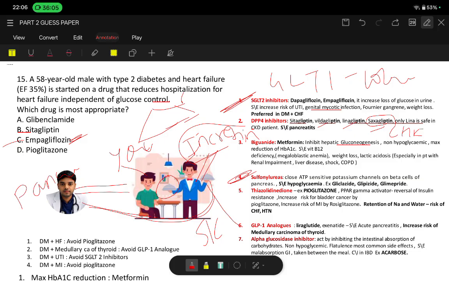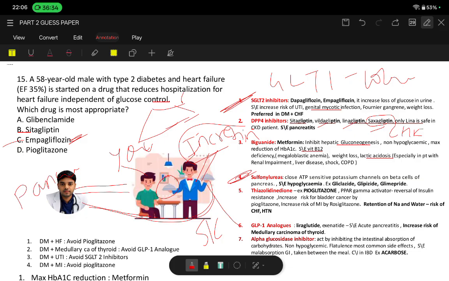And remember, its side effects are lactic acidosis and also vitamin B12 deficiency, which is very common. So whenever you are giving metformin, you have to give injections of methylcobalamin, or you can give methylcobalamin supplements. Got it? Done.